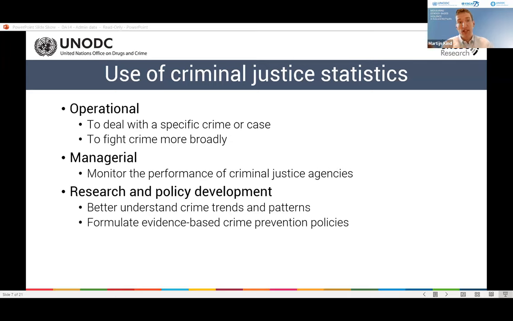And of course, all of this information can be used for research and policy development. So getting this highly detailed information can help us better understand trends and patterns and ultimately help us design better evidence-based crime prevention policies. So, speaking specifically about police statistics in the next slide.